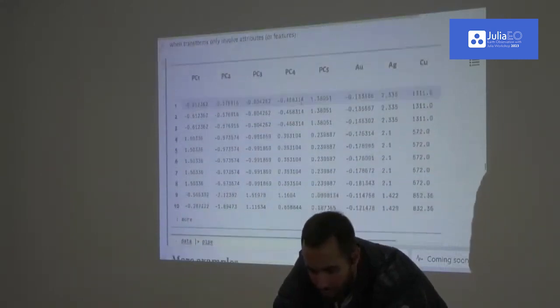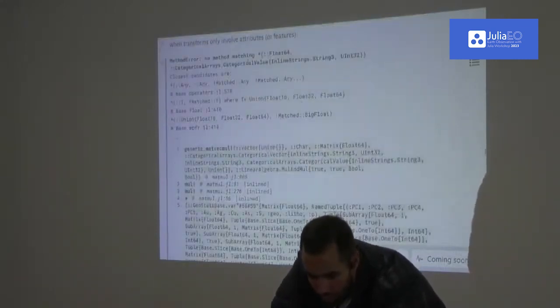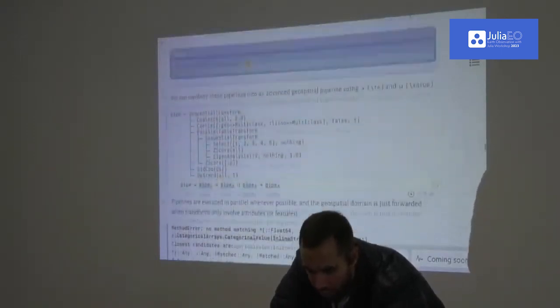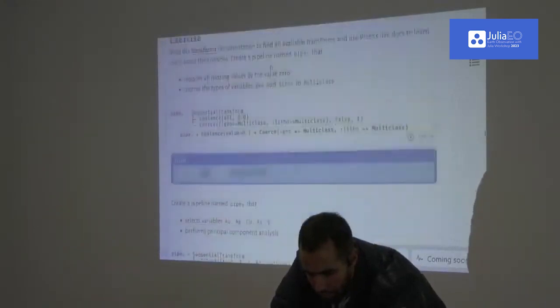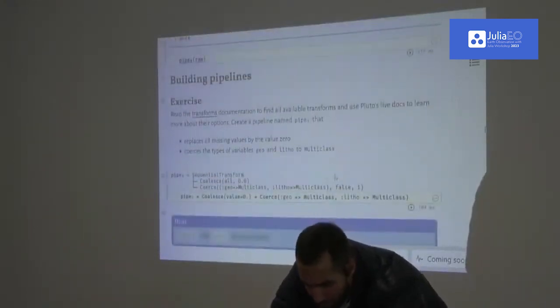My Pluto was outdated. I think it should be... No, it's still not running for me. It has to do with the categorical array. So let me just see if I did the... I specified the name of the columns. Maybe I have a typo. Geo multiclass and Lito multiclass.